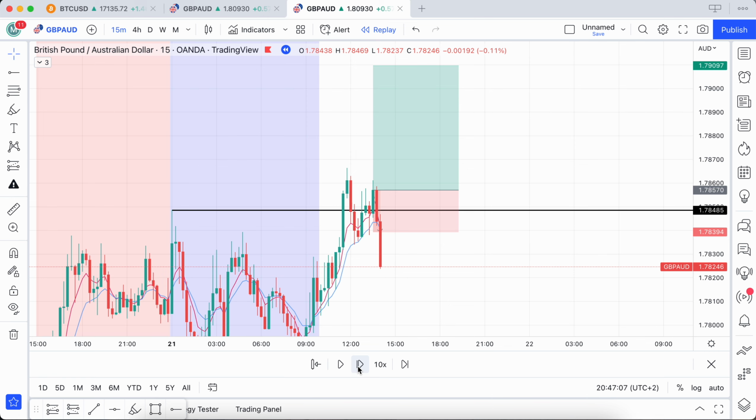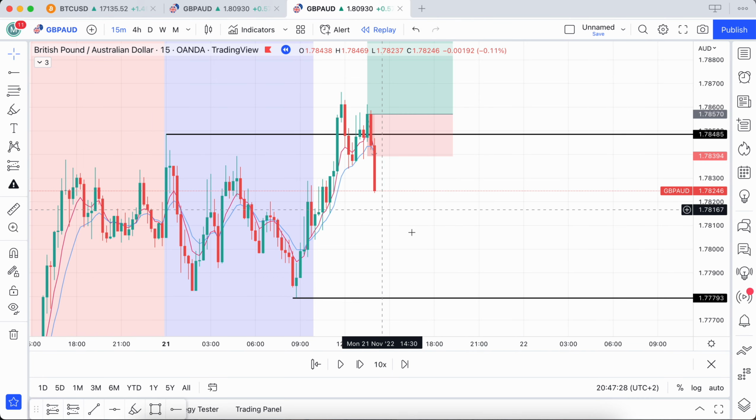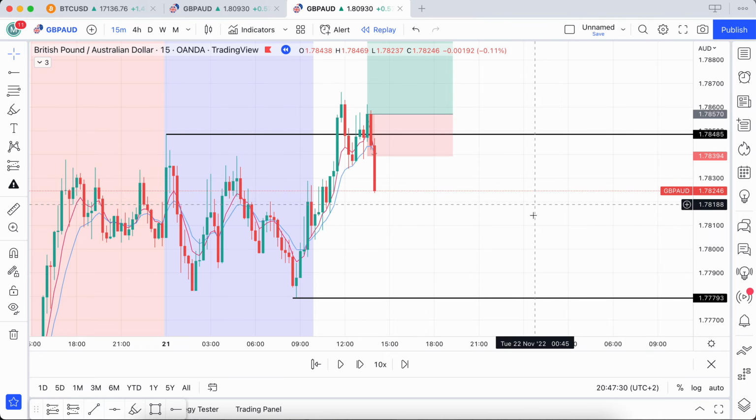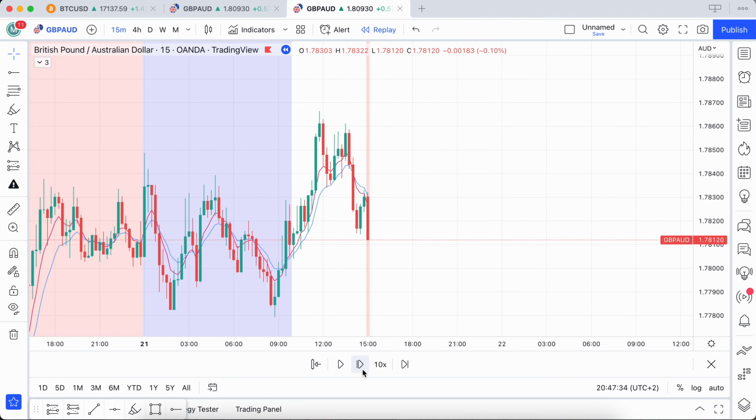Sometimes you may get losing days, sometimes you may get losing weeks, maybe even months. It's pretty rare to have a losing month with this strategy, but losing weeks are definitely something that can happen. But once again, there is nothing to worry about because that's part of the game. So in this case, we had a losing trade. We are minus 1%. We remove the drawings and we wait for the next day.